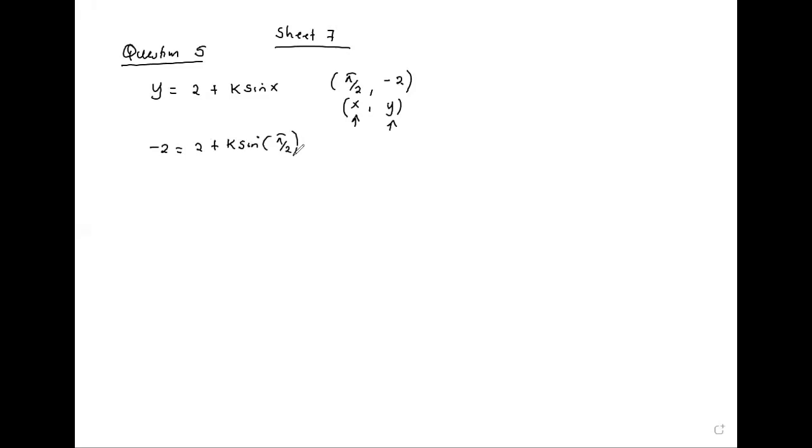But what is sine pi over 2? Pi over 2 is 90, remember? Sine 90 is 1. So what we have is negative 2 is equal to 2 plus k multiplied by 1. If we take this to the other side, we'll have negative 4 is equal to k. So the value of k has been found. So easy. Now that we have the value of k, what do we do next? We find the greatest value of y.